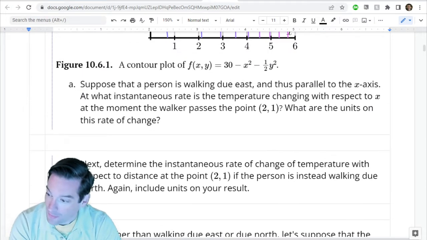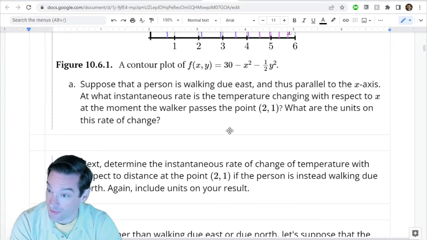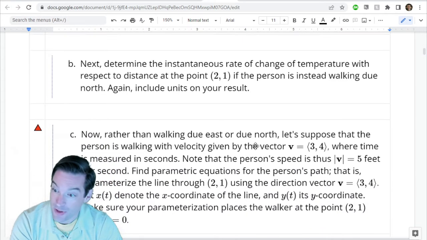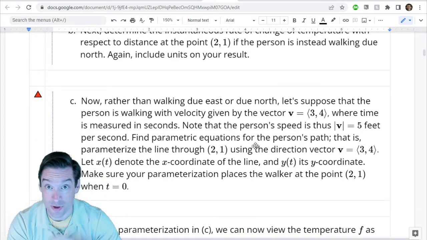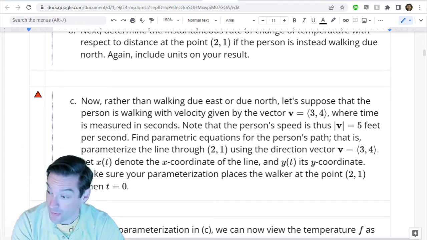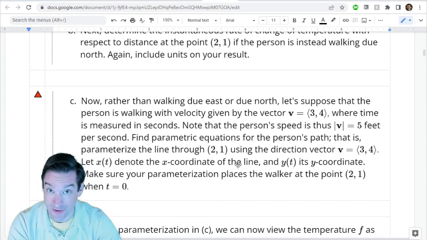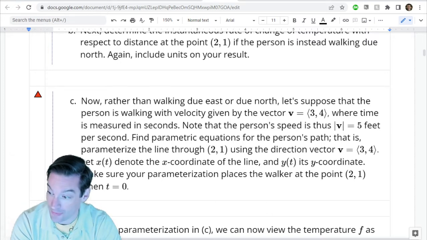So I'll give you the space to start on parts A and B, and answer those instantaneous rates of change first. And if you feel pretty good about that and we don't need to check in, you can go directly to part C and start doing the work there. You might need to read through this paragraph once or twice to figure out how to get started, but it does a good job of describing how to get going.